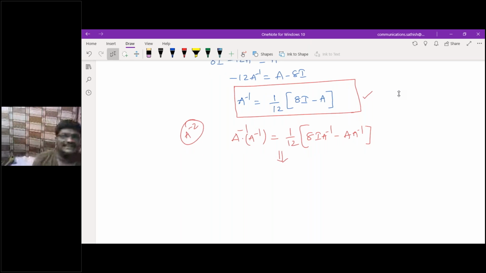Yeah, this is how you people have to solve the problems based upon the Cayley-Hamilton theorem. I hope you understood. In this Cayley-Hamilton theorem, nothing is there. I will give you some of the problems as homework. Please try to solve that. If at all you have any queries or any doubts, I will give the clarity.